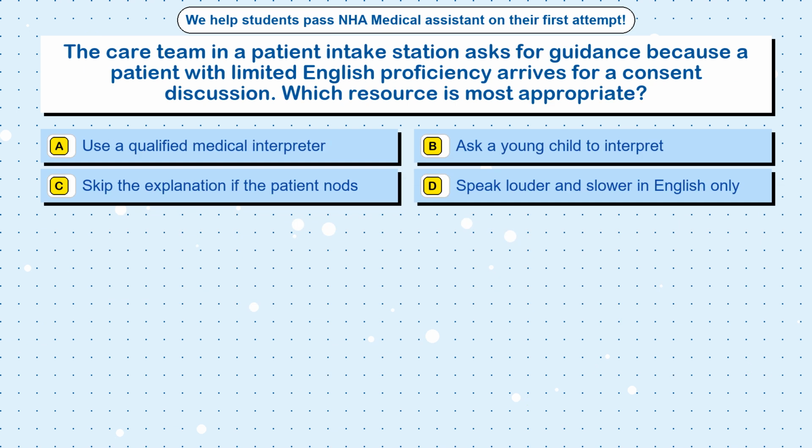Question 38. The care team in a patient intake station asks for guidance because a patient with limited English proficiency arrives for a consent discussion. Which resource is most appropriate? Option A, use a qualified medical interpreter. Option B, ask a young child to interpret. Option C, skip the explanation if the patient nods. Option D, speak louder and slower in English only.